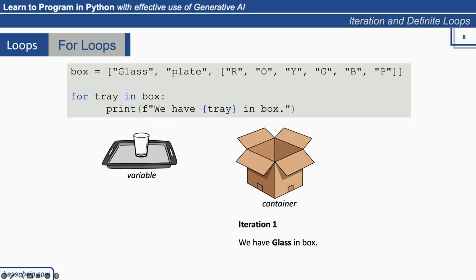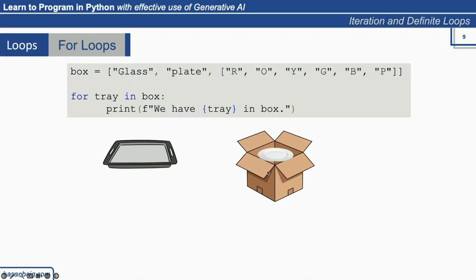Next time, during the next iteration, plate will be picked up because it is the second element in the container. So plate will be assigned to the variable named tray. Now tray contains plate. When iteration number 2 runs, it will print we have plate in box. Make sense?